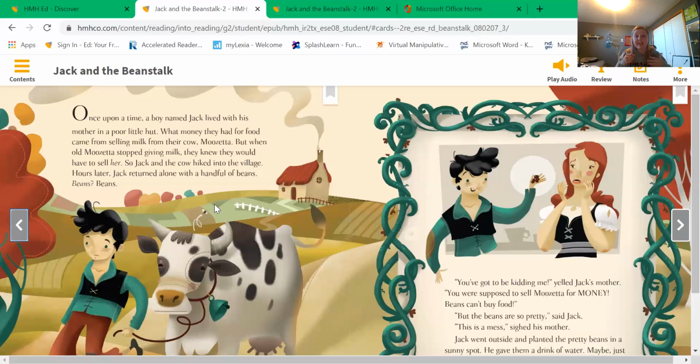He brought back beans. So that's evidence from the story. That's parts of the story. So tell me Jack's problem. Tell me how he tries to solve that problem of being poor and not having milk from the cow and not having money for food. So tell me how he tries to solve that problem and does it work?